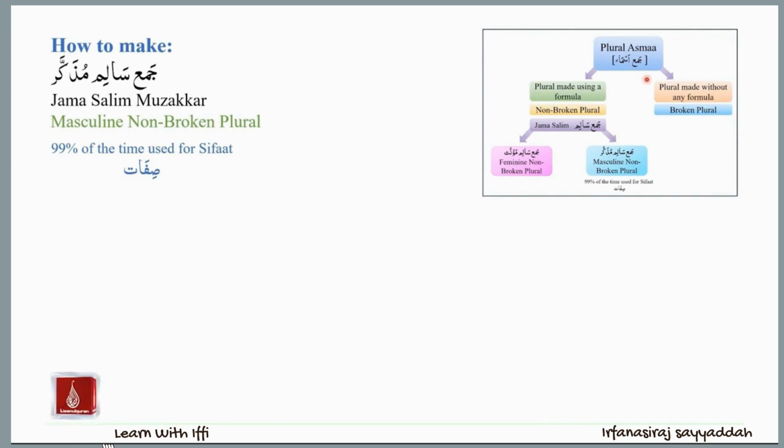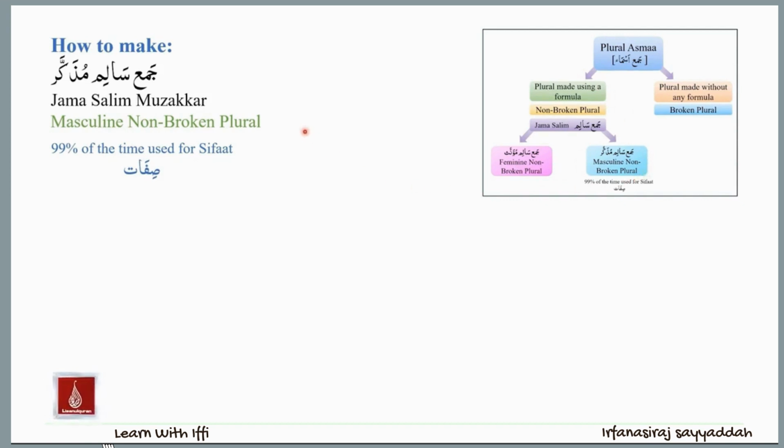Plural asma or Jama asma in Arabic are of two types. These are plural asma which are made using a formula and plural asma which are made without the use of a formula. Plural asma which are made using a formula are also called non-broken plural or Jama Salim. Non-broken plural and Jama Salim will be of two types: feminine non-broken plural, masculine non-broken plural. The difference between the two is that a different formula will be used to make feminine non-broken plural and a different formula will be used to make masculine non-broken plural.